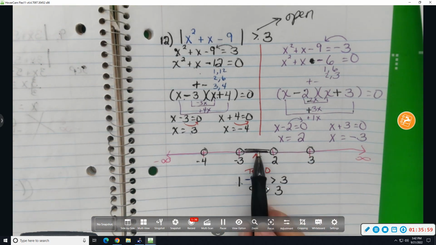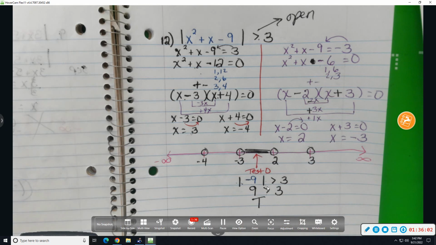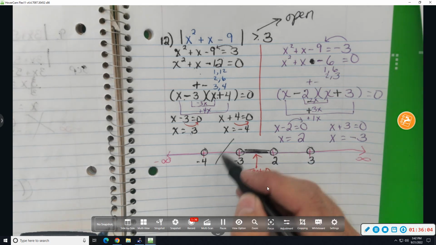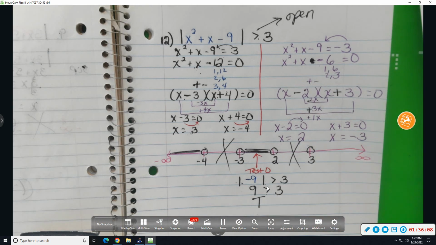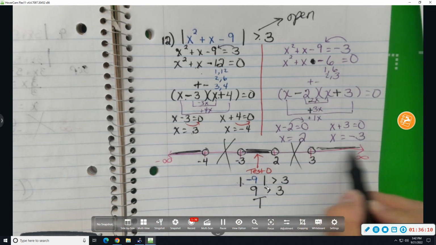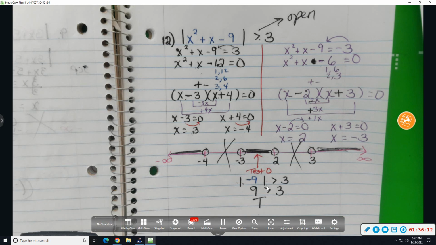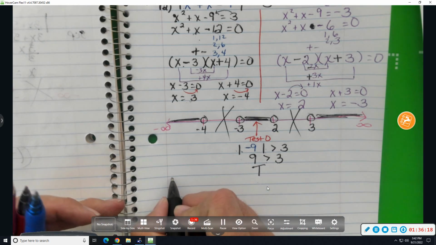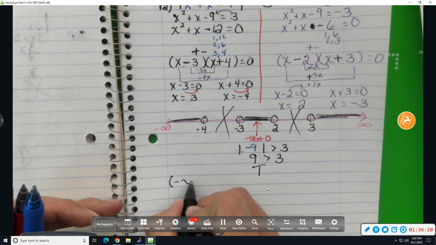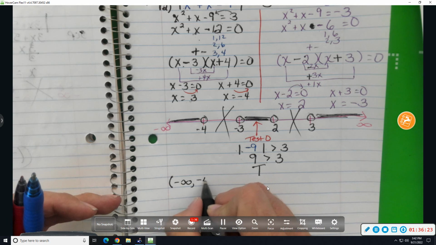So that interval's true. So can you go through alternating all the rest of them? False, true, false, true. And then we got to write all these intervals. Parentheses. You can impress people with this problem.